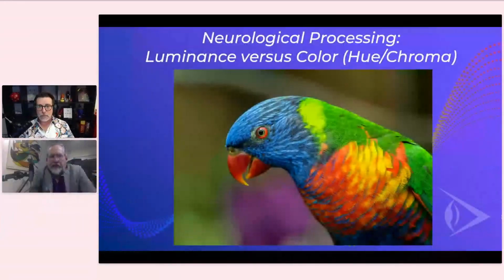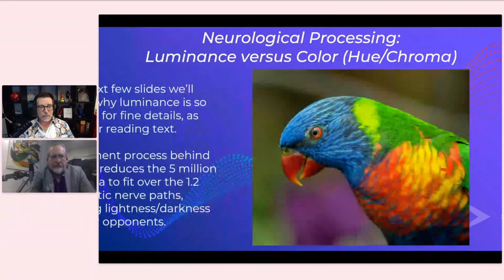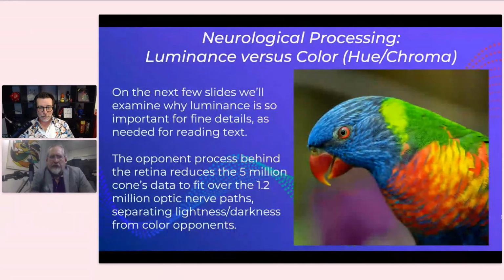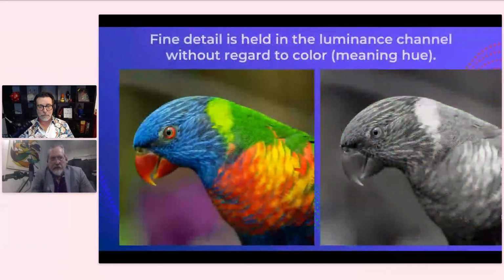Okay, so what I want to talk about is what's important for reading and what's important for contrast when we're talking about design. So in the next few slides, what we're going to look at here is why luminance, or in other words, the black and white aspect of an image, is what's important versus the color aspect. So on the left is the original image.